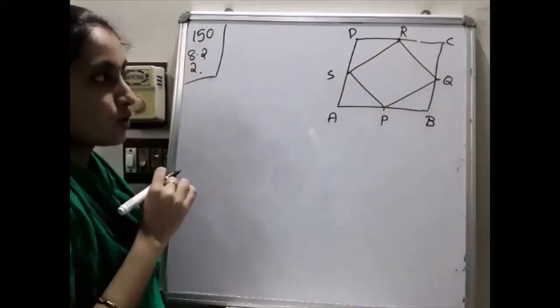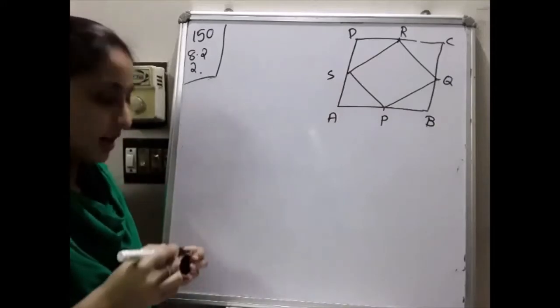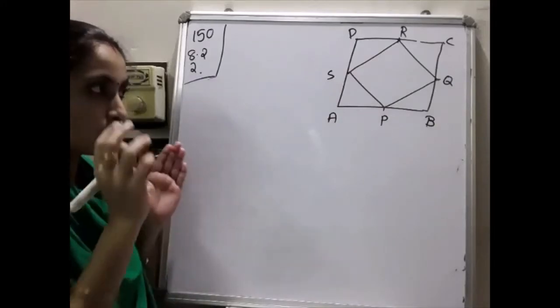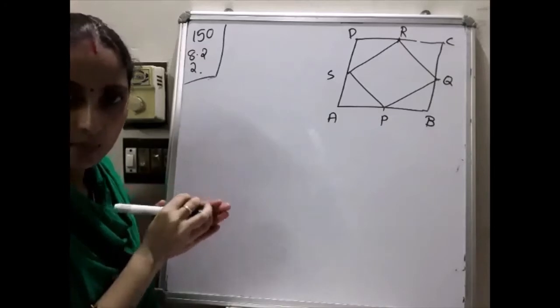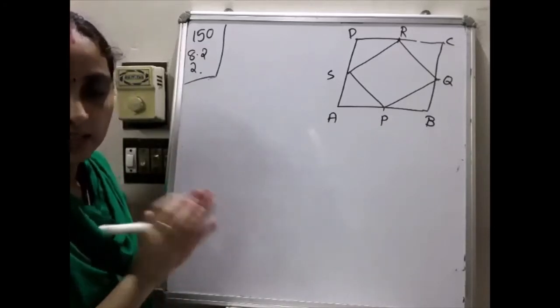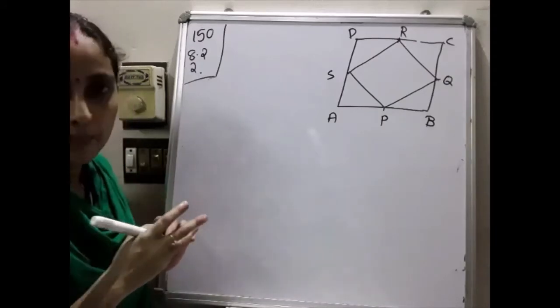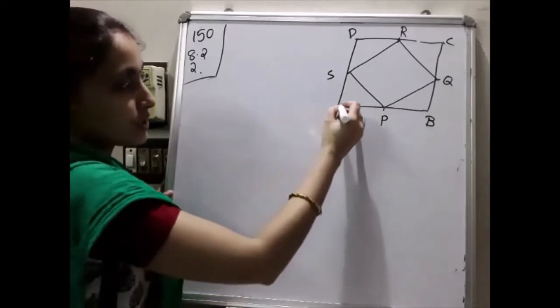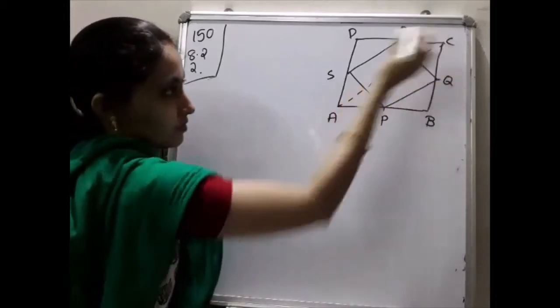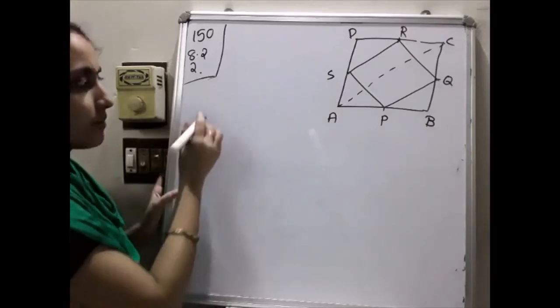So we want to prove this is a rectangle. How will you prove a quadrilateral is a rectangle? First of all, you have to prove PQRS is a parallelogram, and then one angle is 90 degrees, which means it is a rectangle. For that purpose, I just join this one. We already did this in the previous question, in a similar way.